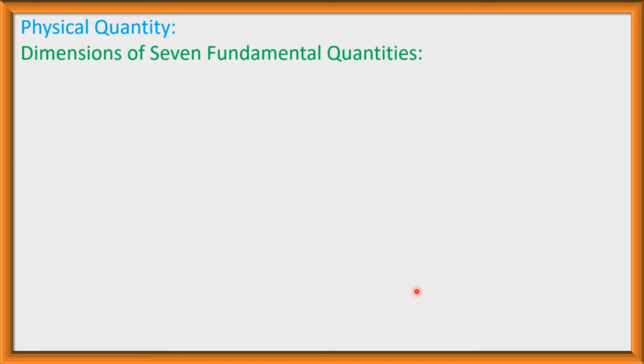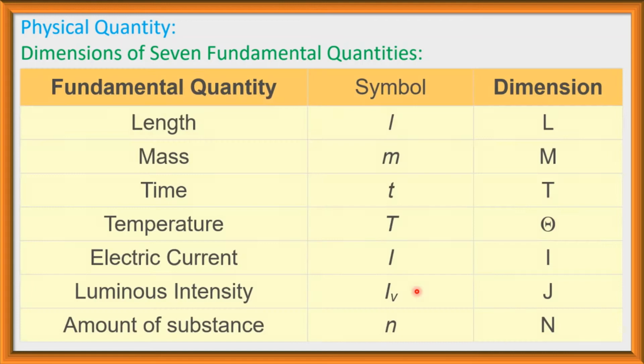Now dimension of the 7 fundamental quantities. If you want to determine the dimension of any derived quantity, at first we have to know the dimension of the 7 fundamental quantities. Here are the 7 fundamental quantities, here their unit and here dimension.